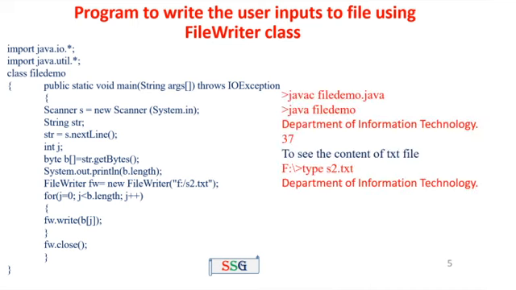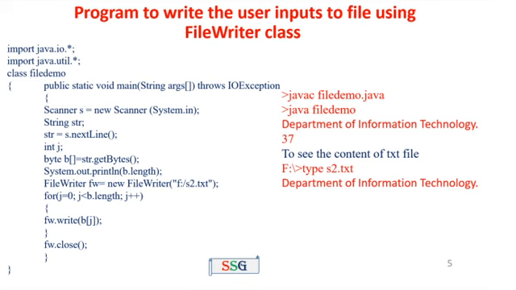The next one, we have to compile the program: javac FileDemo.java. The next one, java FileDemo. I am going to give the input Department of Information Technology. This is the input stored in the variable str. We collect the input from the user, that is, the str input is assigned to the b variable. Now the size b.length equals 37, so 37 characters are available in the user input.